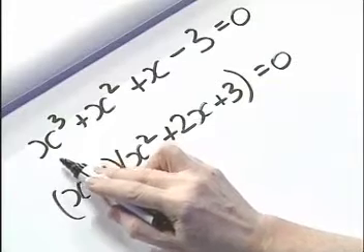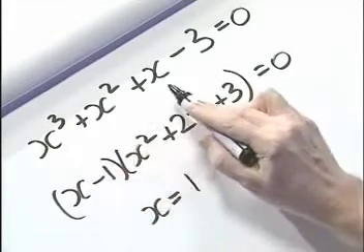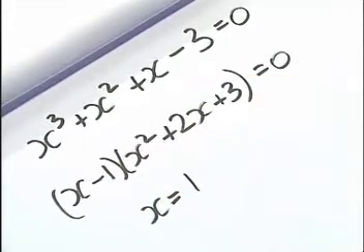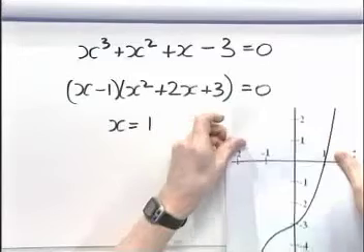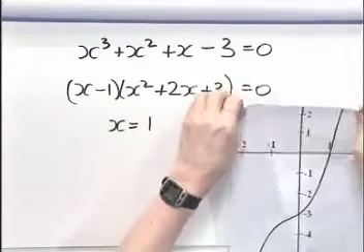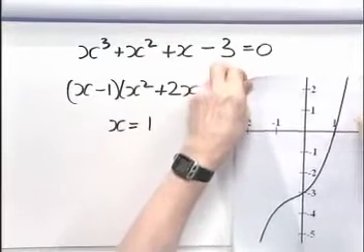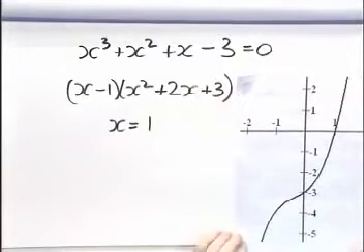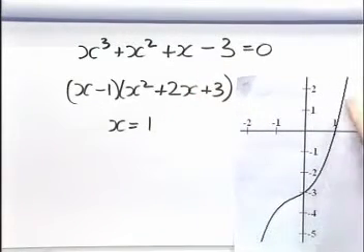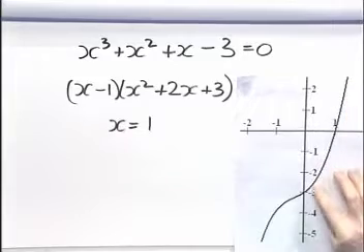The graph y equals x cubed plus x squared plus x minus 3 looks like this. And you can see that it only crosses the x-axis in one place.